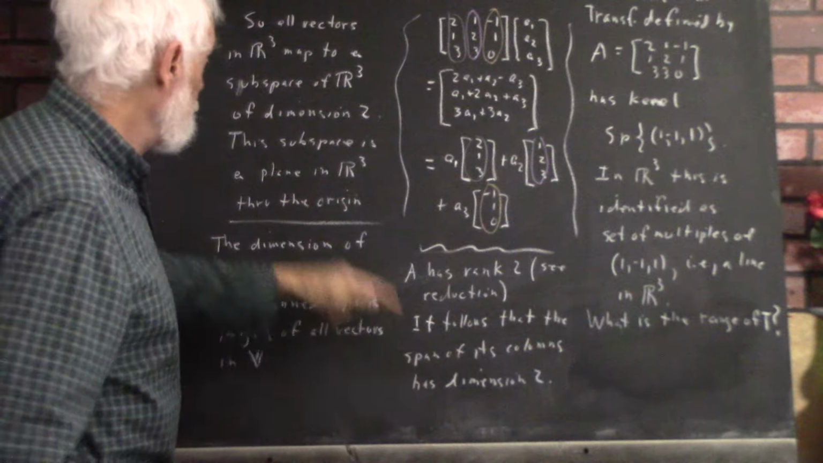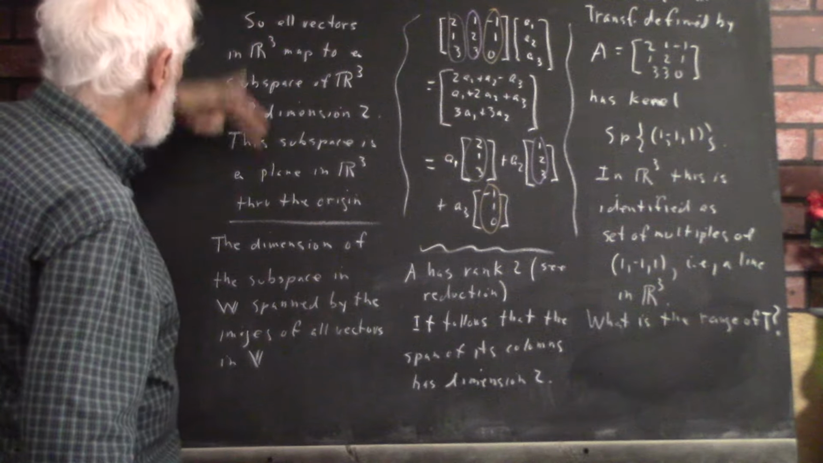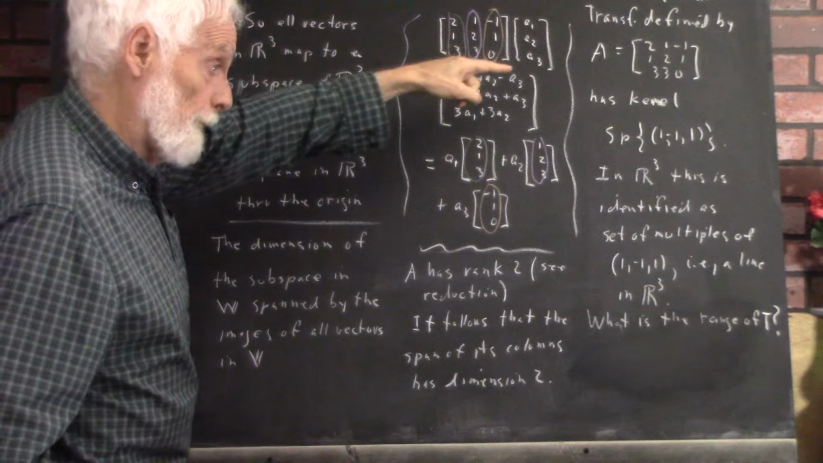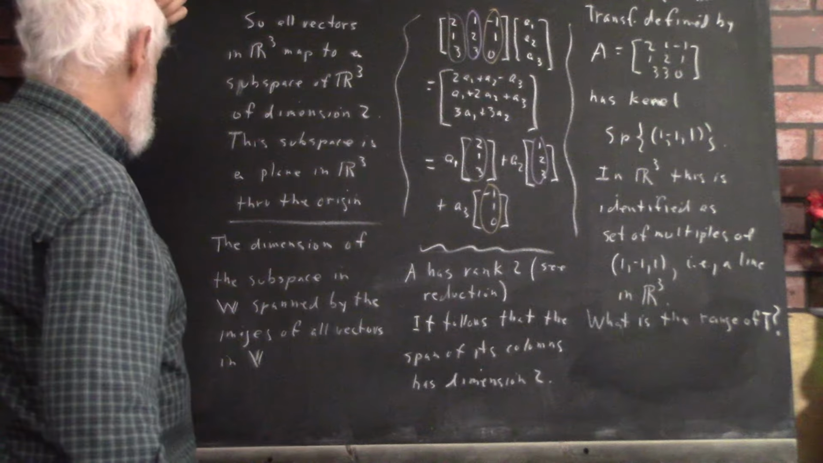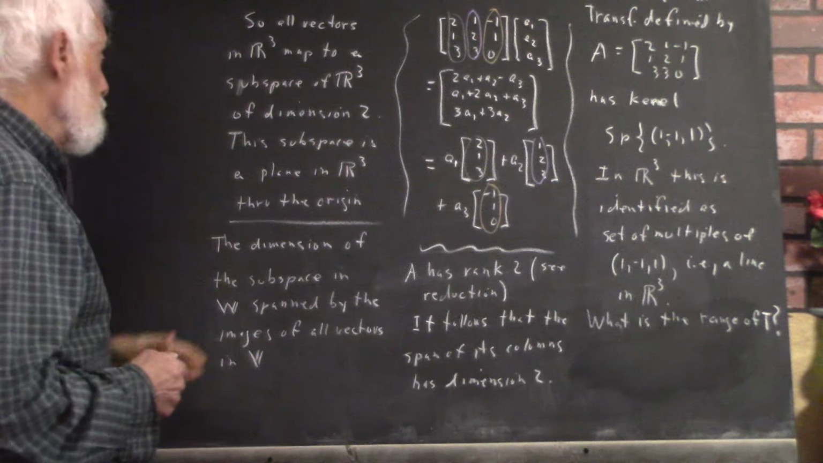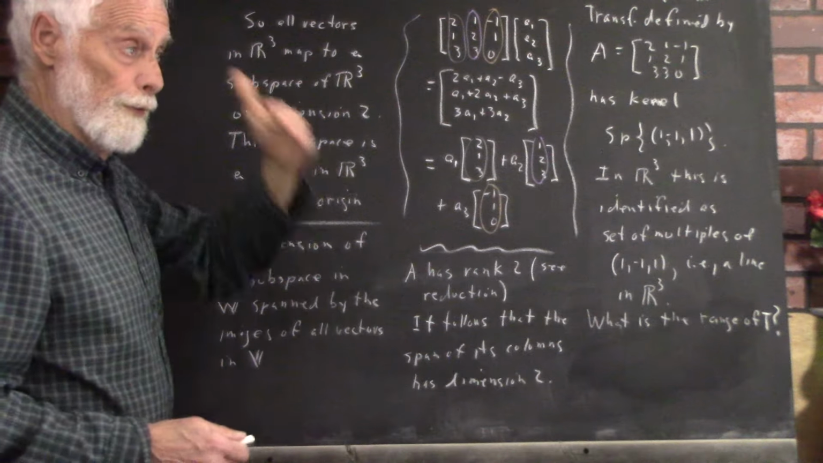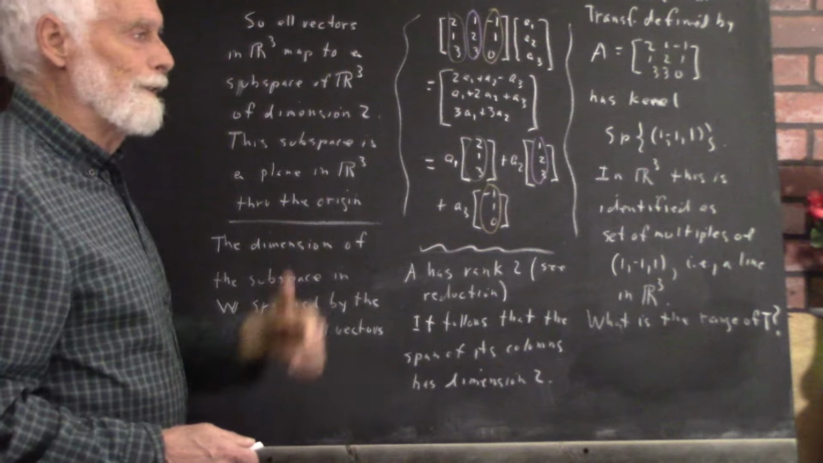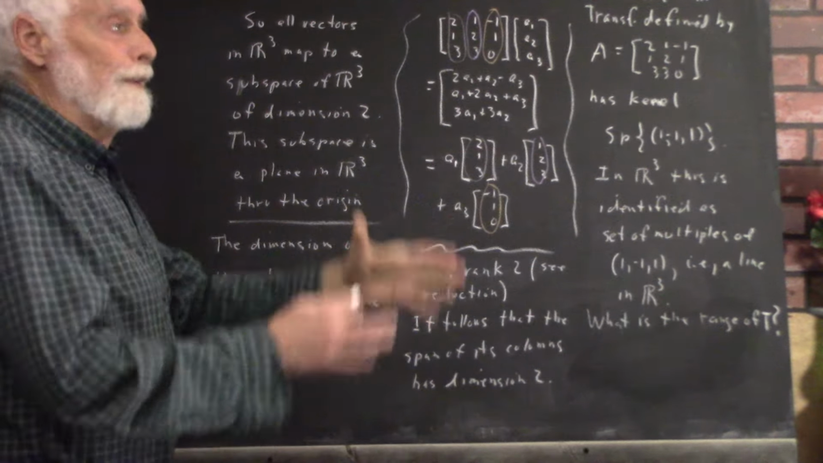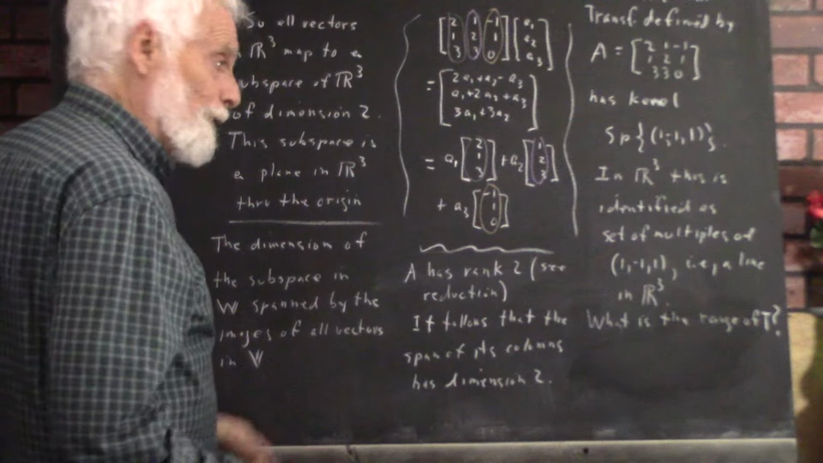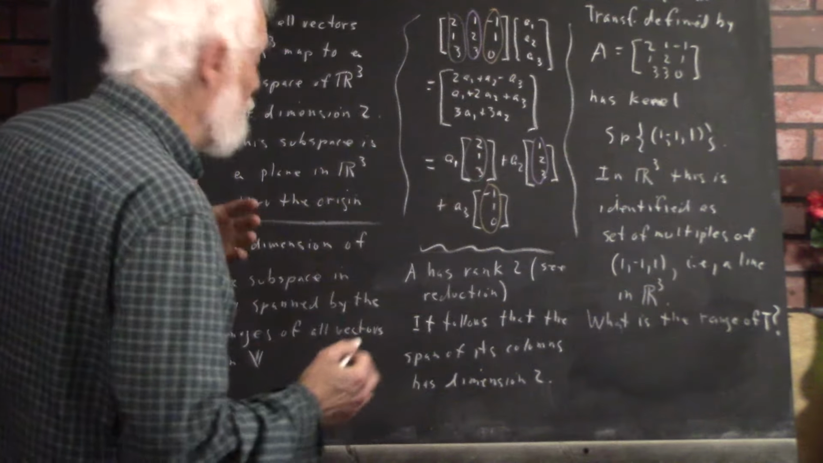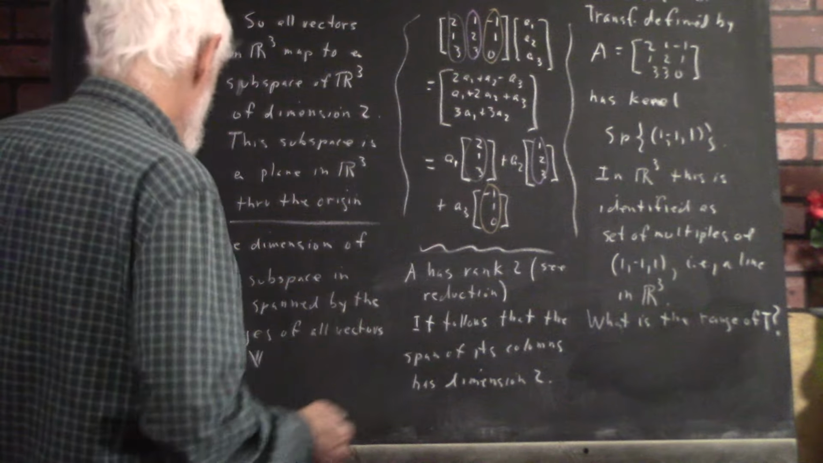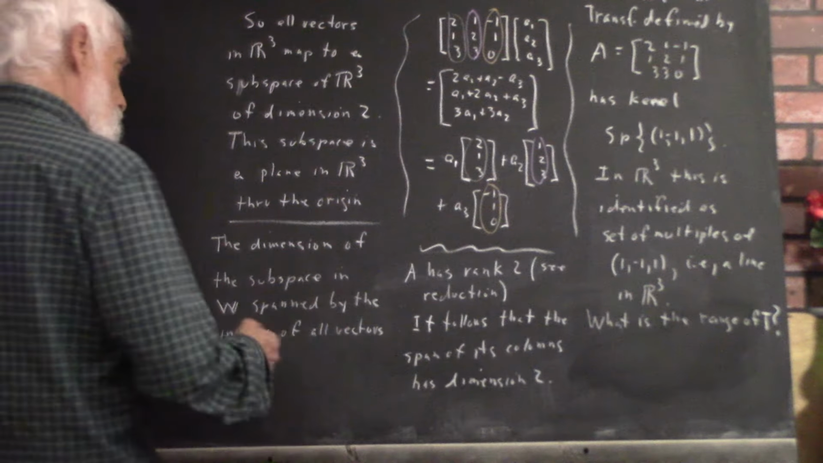In this example, the images of all the vectors in R3 under this transformation from this matrix A lie on a plane in R3. Okay, well that's not even, the plane has zero volume in all of R3. Almost none of the vectors in R3 are on that plane. It's kind of a big deal.